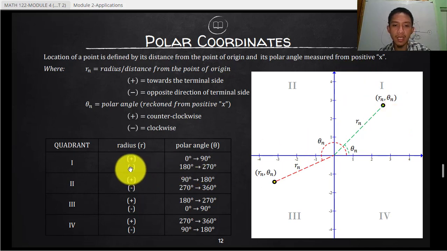How about negative? Can we still have a point which is negative in your quadrant 1? Yes, but your angle will be different. Let's say your angle or your terminal will be here, this is 180, isn't it?